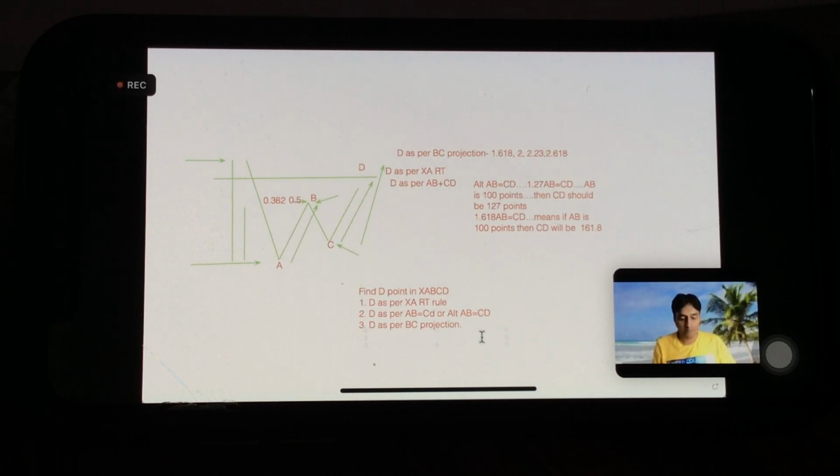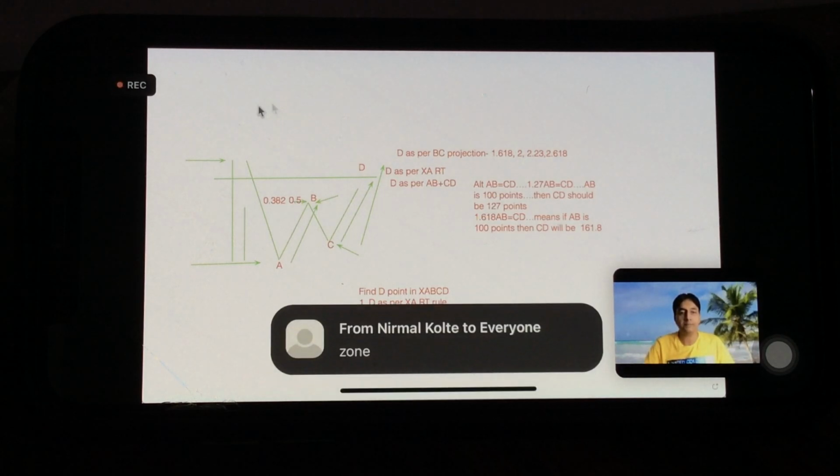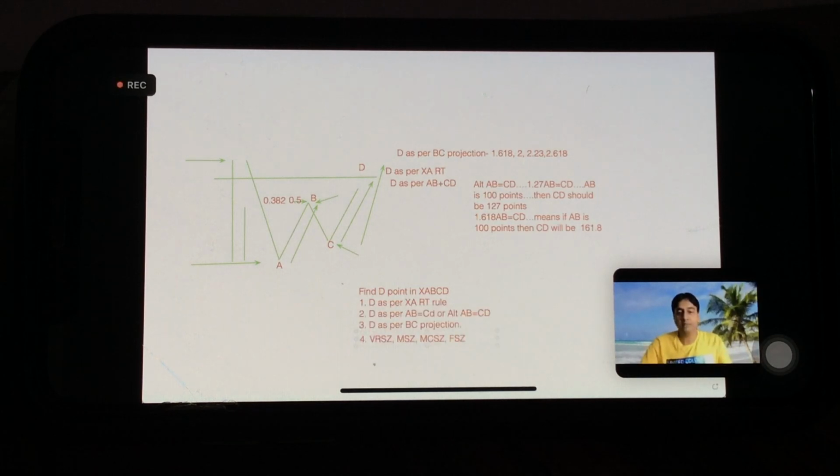What can be fourth? Can anyone guess? This is what harmonics tell, that these are the three methods. I say we can have more methods, more points to our PRZ. Yes, our zone. So if we are looking for bearish, it can be VRSZ or MSZ or MCSZ or FSZ, right? So that will become the fourth point in the PRZ. So that will give you an additional method, right? There can be one more.